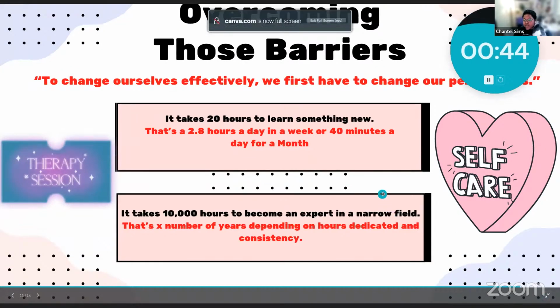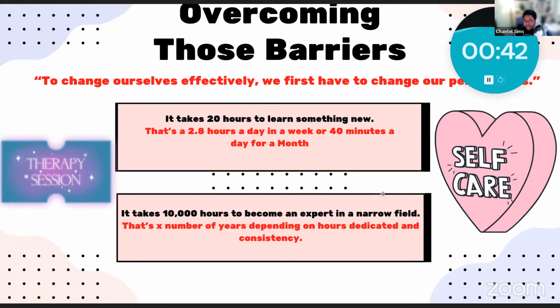Okay, so overcoming those barriers, right? The first thing I want to point out is the 10,000 hour thing. I feel like this is something that a lot of people have heard of. They've done studies. It takes 10,000 hours to become an expert in a particular field. It takes 10,000 hours to become an expert in your field, but that really depends on your dedication and consistency to whatever you're trying to learn.